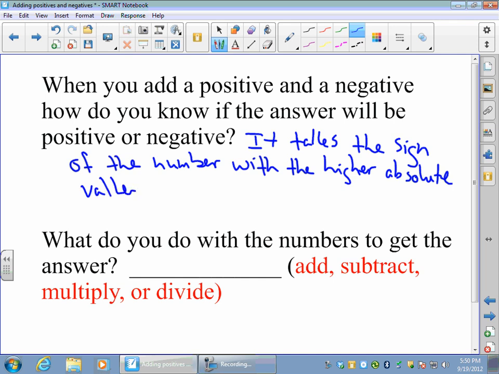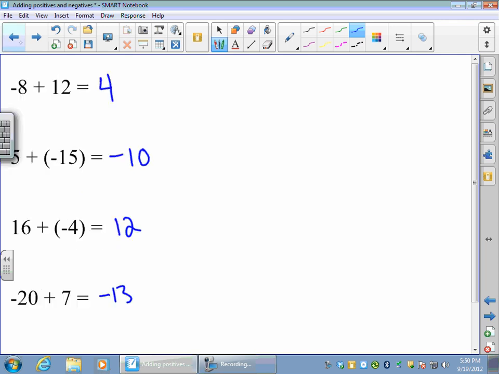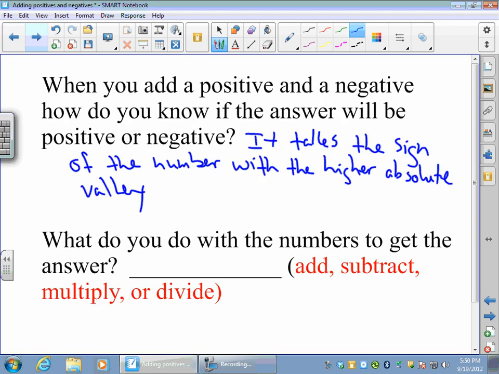We want to make sure we say it like this because obviously if you're comparing a negative and a positive, the positive is always bigger. But what we really mean is the absolute value of these numbers, right? The absolute value of 12 is bigger than the absolute value of -8. Absolute value of -15 is bigger than the absolute value of 5. So we can really look at it and just say, well, 12 is bigger than 8, 15 is bigger than 5, 16 is bigger than 4, 20 is bigger than 7. But what we're actually talking about is the absolute value, and that's why we're going to write that down.